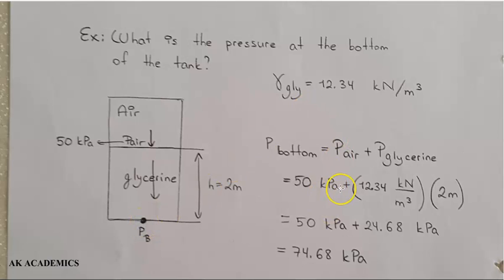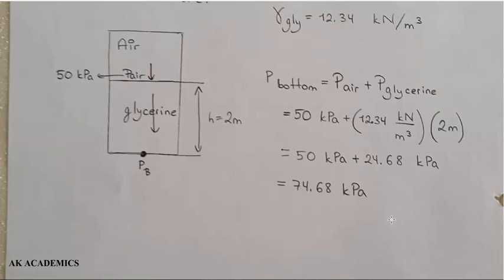And that will give us 50 kilopascal, which is pressure of air, plus pressure of glycerin. The pressure of glycerin will be equal to the specific weight of glycerin, 12.34, multiplied by the height of glycerin. And that gives us 12.34 multiplied by 2. At the end of the day, when you carry out the multiplications and addition, you would obtain pressure at the bottom of the tank to be 74.68 kilopascal.